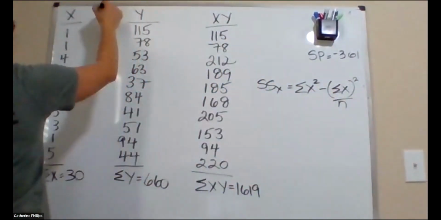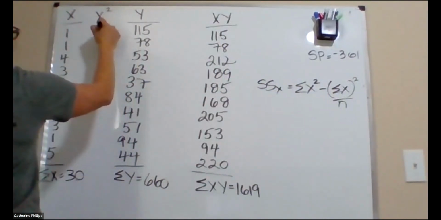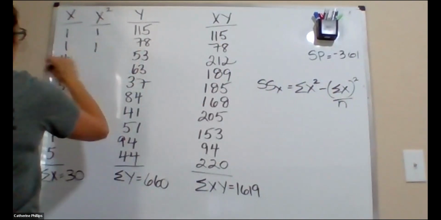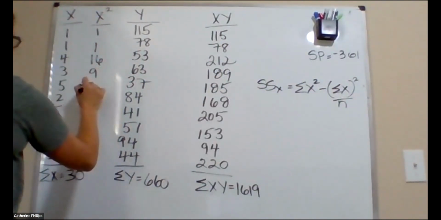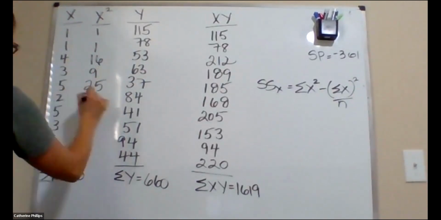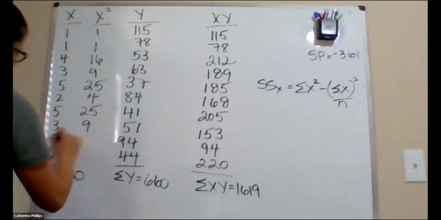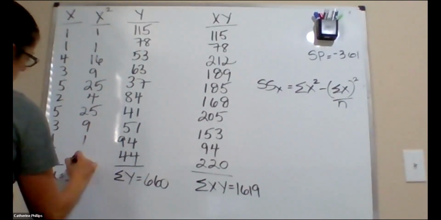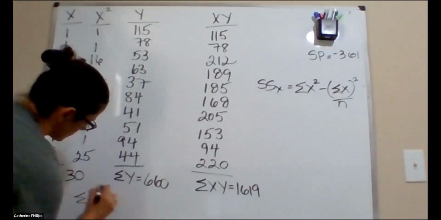So I need to square all of my x values, which is why I left a nice little space here. So 1 squared is 1, 1 squared is 1, 4 squared is 16, 3 squared is 9, 5 squared is 25, 2 squared is 4, 5 squared 25, 3 squared 9, 1 squared 1, 5 squared 25. Sum of x squared.